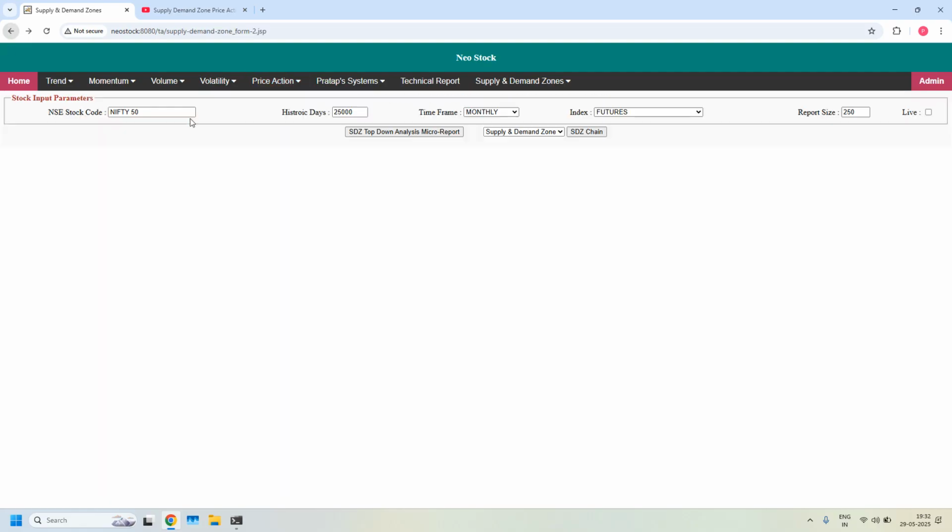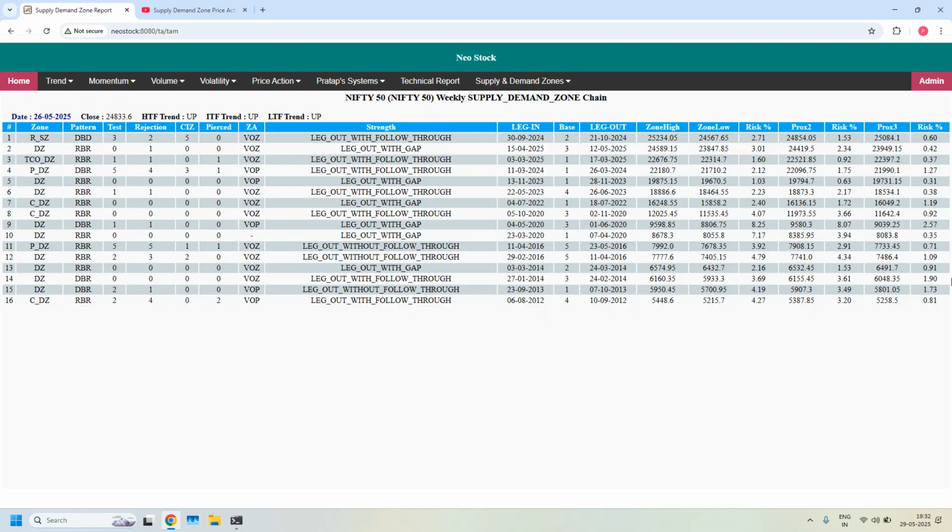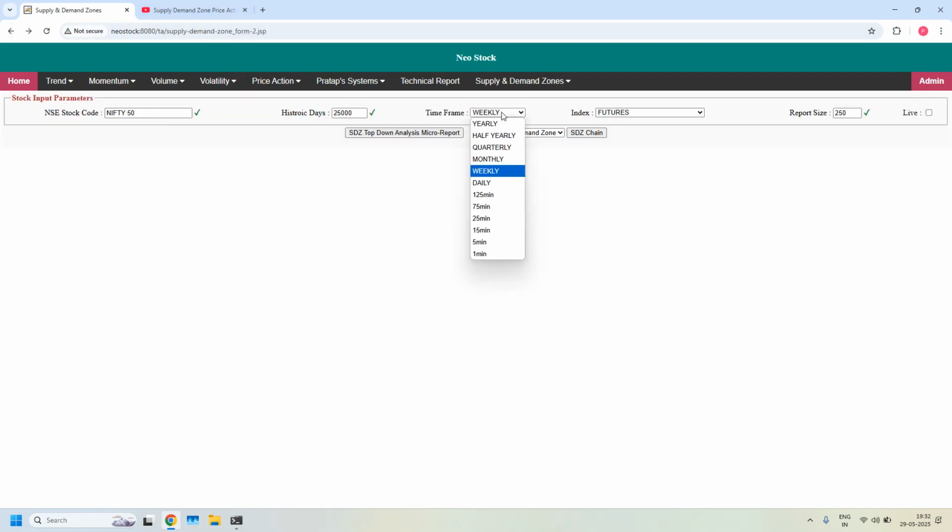Okay, next, weekly supply demand zone chain for Nifty. Okay, next, daily supply demand zone chain for Nifty.